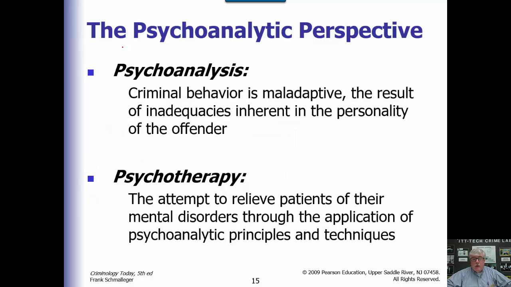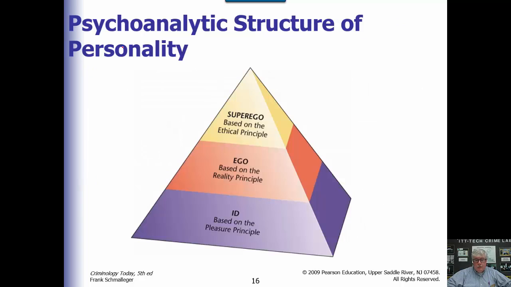All right, so psychoanalysis is basically the study of people. So they think that criminal behavior is a maladaptive issue. Your brain hasn't properly adapted. You don't know how to deal with situations, but it's because of some inherent inadequacy in your personality. Psychotherapy is how we treat those people. Somebody has a mental disorder, they apply what they call psychoanalytic principles and techniques to help treat them.